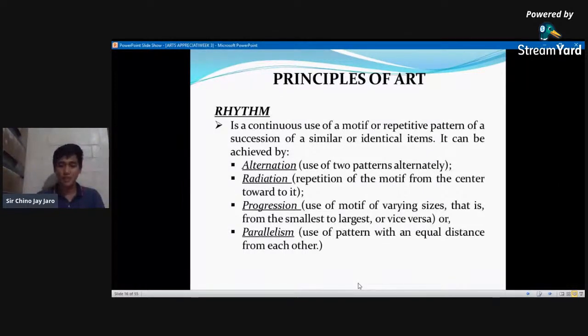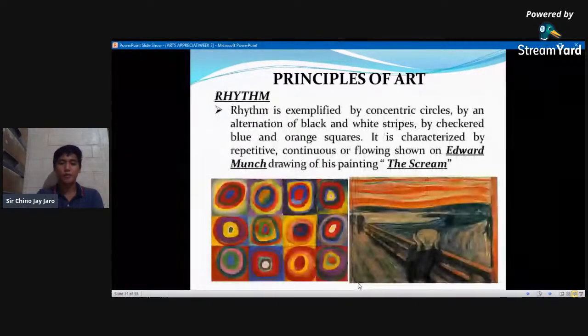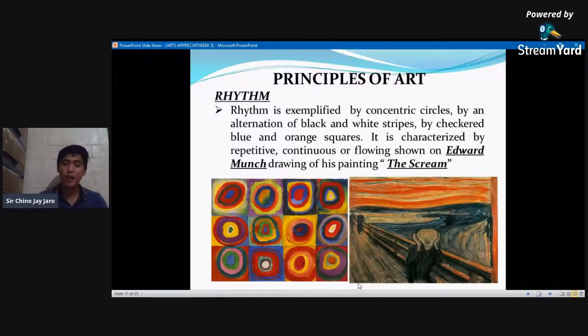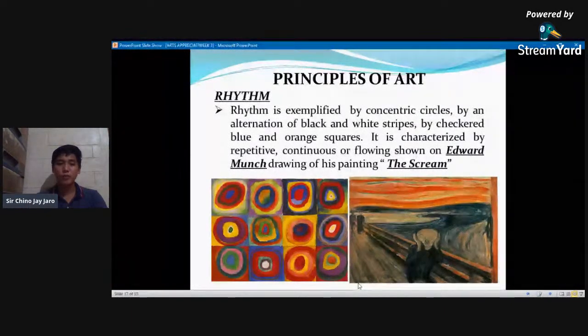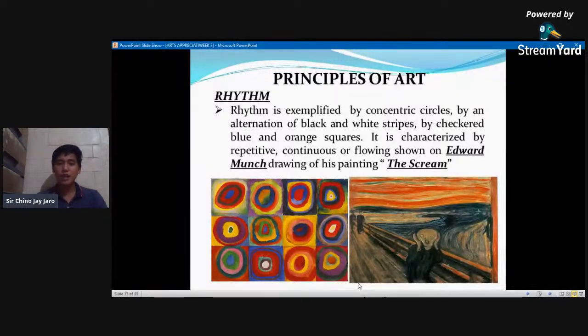If we read their meanings, they are self-explanatory. So we will just show pictures or artworks that show these, especially alternation and progression. Here. Rhythm is exemplified by concentric circles here on my left, by an alternation of black and white stripes, by checkered blue and orange squares, and it is characterized by repetitive, continuous, or flowing patterns, shown on Edvard Munch's drawing of his painting The Scream on my right side.